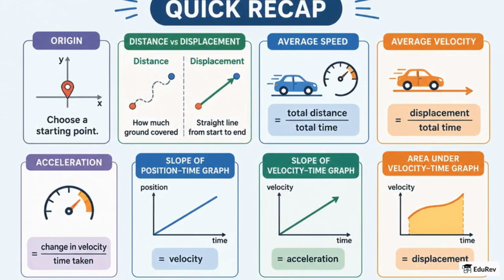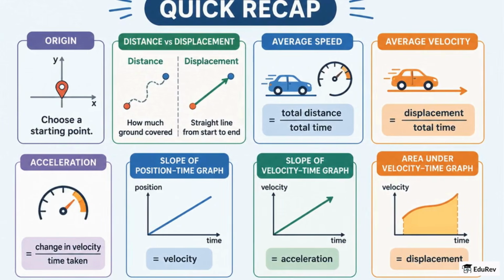Let us quickly remember. Pick an origin. Distance is a scalar. Displacement is a vector. Average speed equals distance by time. Average velocity equals displacement by time. Acceleration equals change in velocity by time.